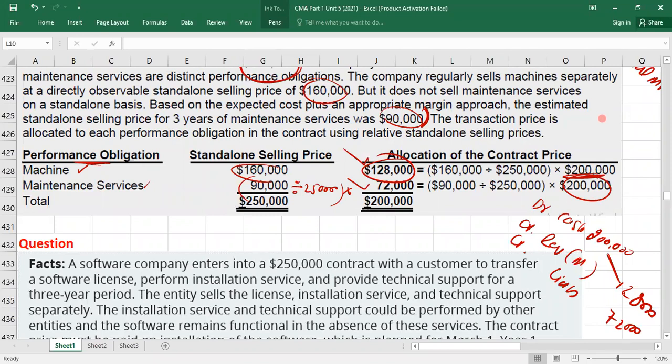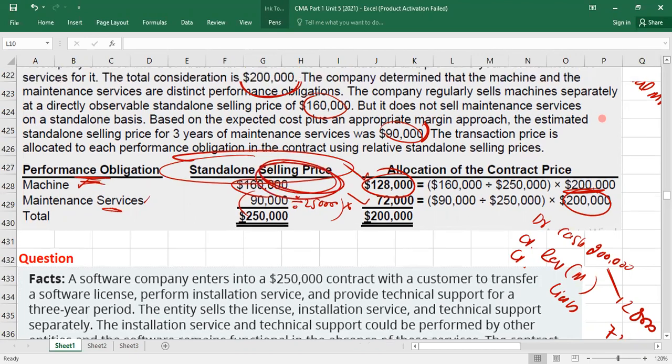Understood? Can I ask a question now? I know I'm sharing a lot of information, maybe too much for you, but you need to know it to solve the question. What if these standalone prices are not available? Again, we have to allocate the transaction price to each performance obligation, even if standalone prices are not given. How will you allocate or estimate the prices then? This is my question now.